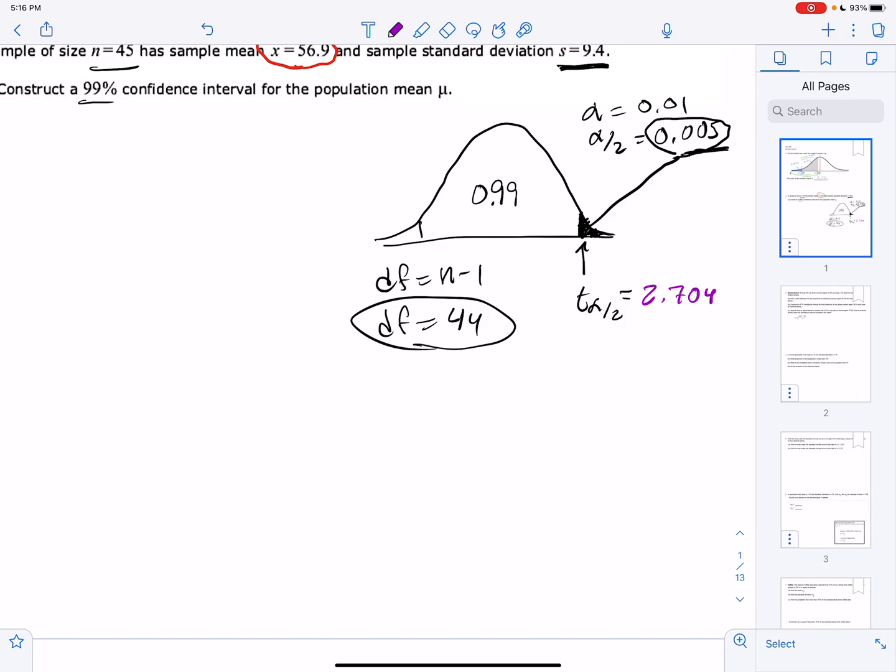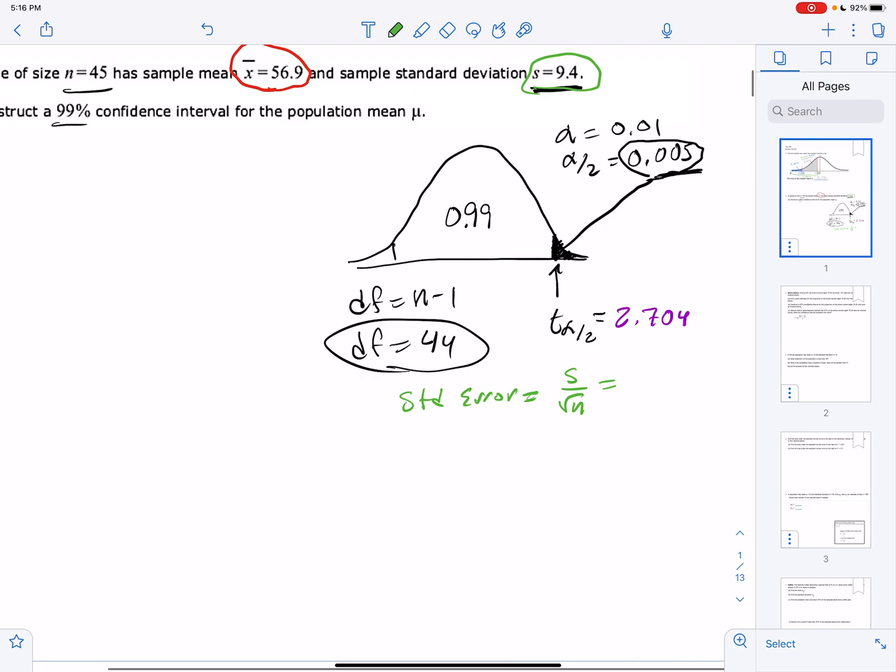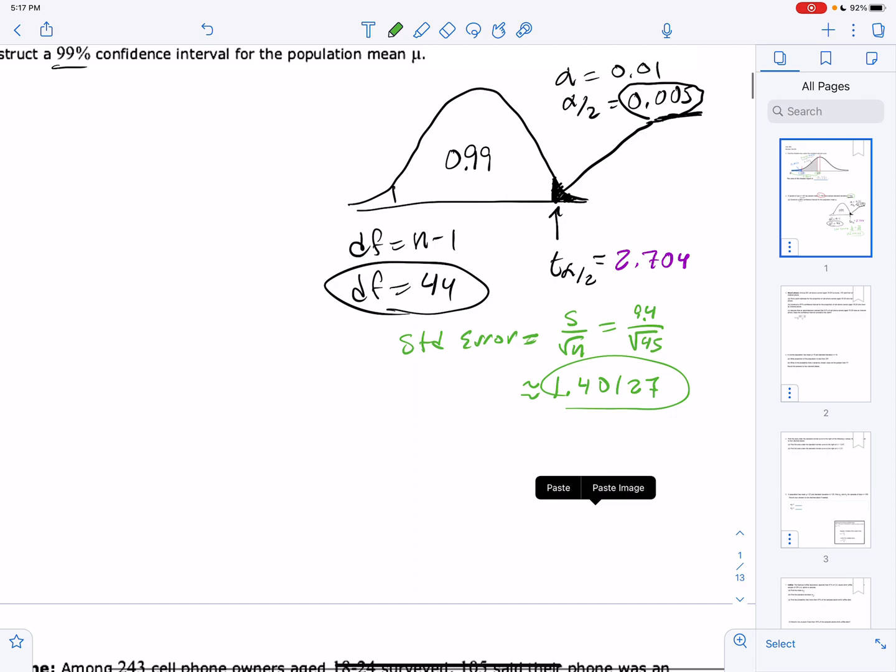Now, the other piece we want is our standard error. The standard error is going to be s over the square root of n. Our s value up here we can see is 9.4. So we've got 9.4 divided by the square root of our sample size, which is 45. So we divide 9.4 by the square root of 45, and we get approximately 1.401269, so round up to 7. That's our standard error. So now the next thing we need to know is our margin of error.